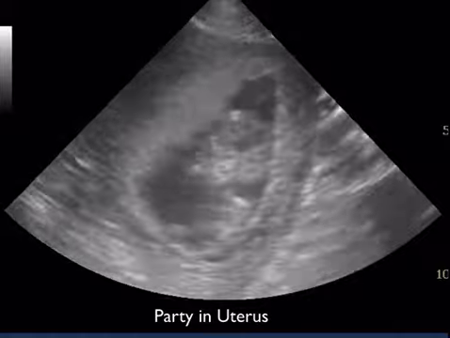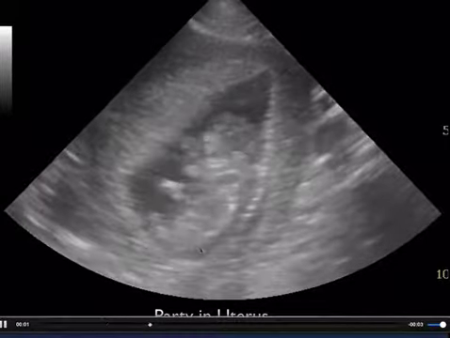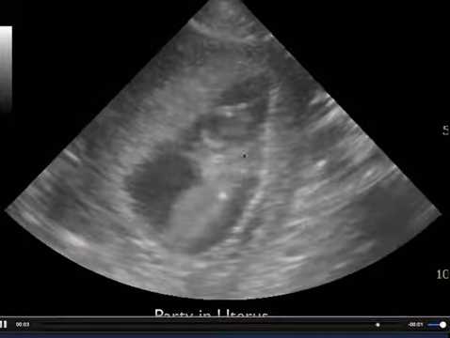Sometimes what we see in the endometrium is more exciting than an IUD, such as this little future medical student.